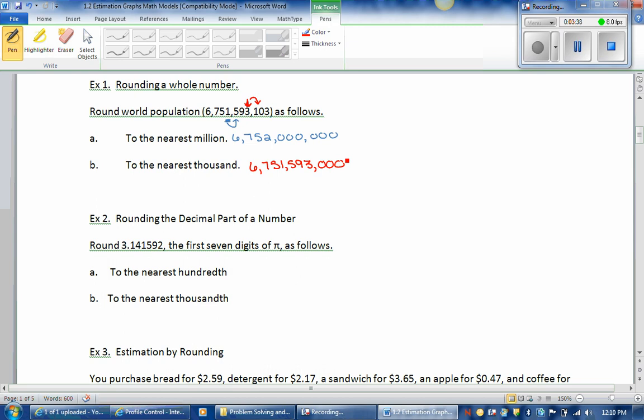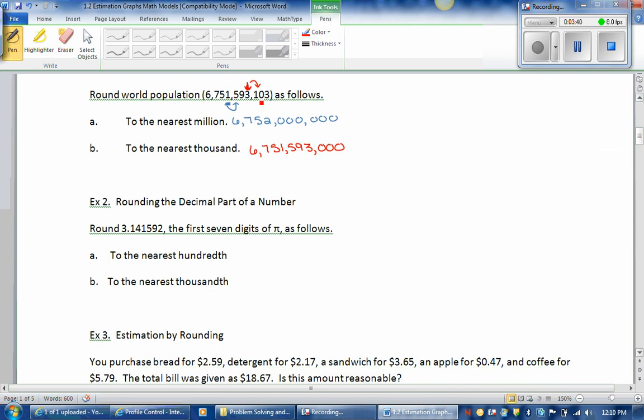All right, so now let's try doing this with decimal parts. Again, ones, tens, hundreds, thousands, 10,000s, 100,000s, millions. Now let's do this with decimals. After a decimal place, we get tenths, hundredths, thousandths, 10,000ths, 100,000ths, and so on.